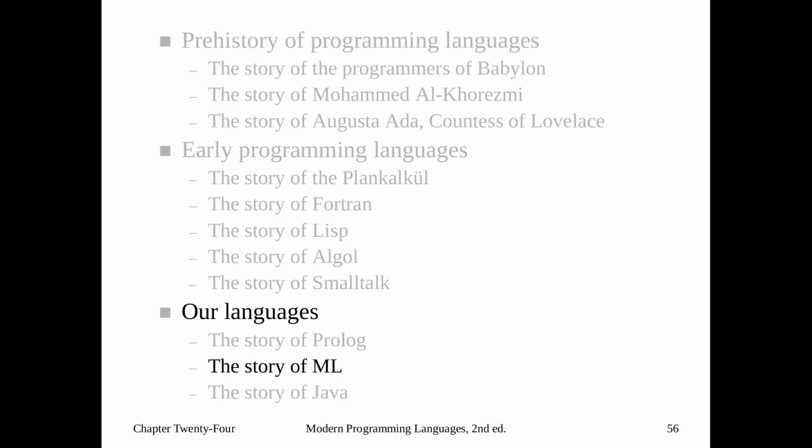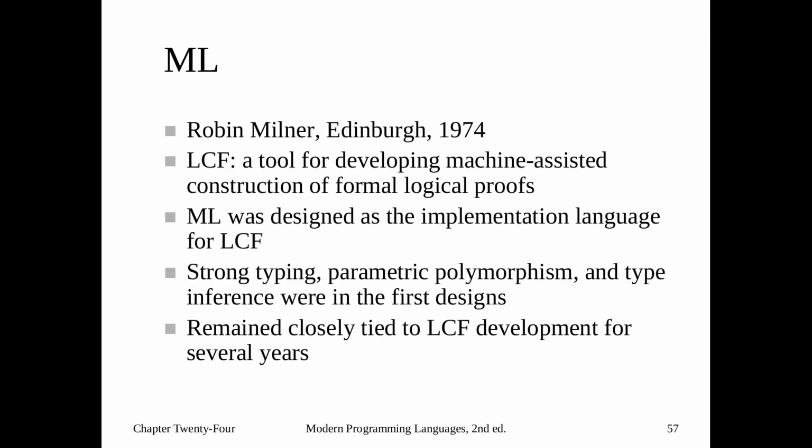So then we get to the story of ML, right? So in Edinburgh, in '74, Robin Milner developed a tool called LCF, a tool for developing machine-assisted construction of formal logical proofs. And then ML was the language designed to implement LCF, right? So one of the hallmarks of what's going on in ML is we have strong typing. It's not static typing, but it has strong type inference, right? Parametric polymorphism, and these things were all in the first designs, right? And so then ML became closely tied to the LCF development for several years.